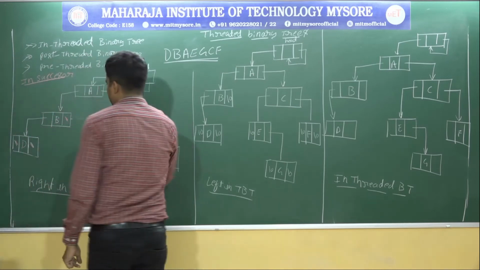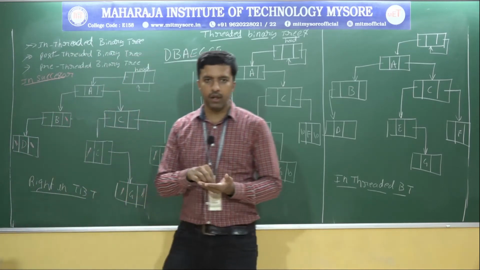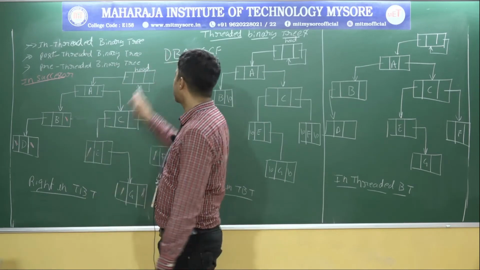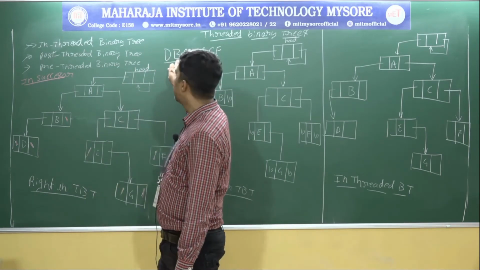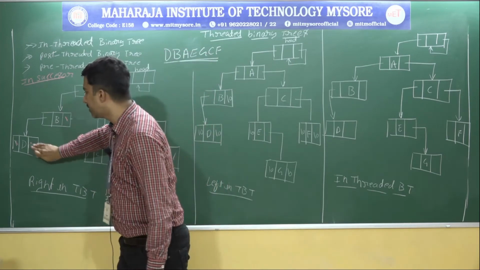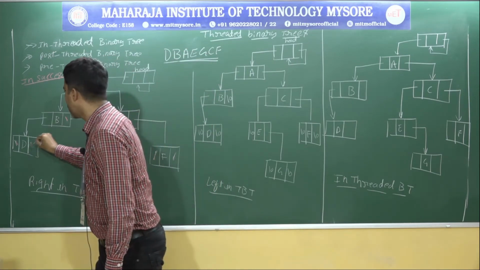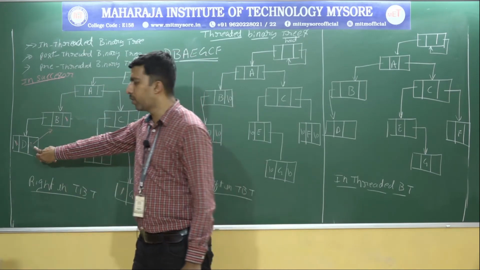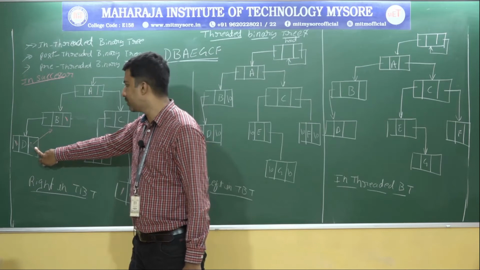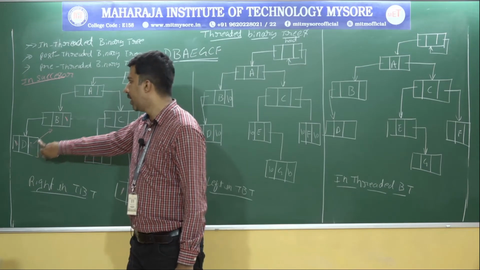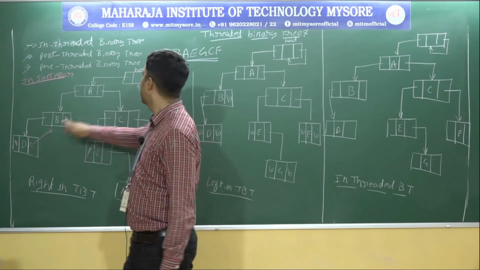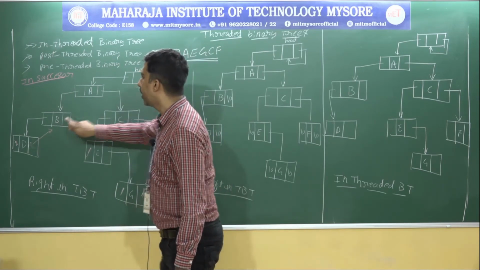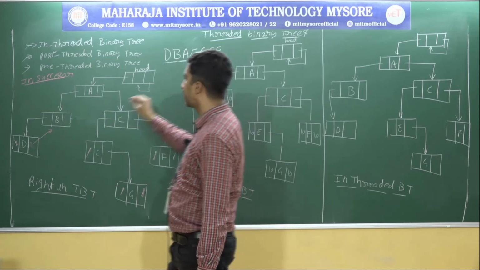I replace the right node by the in order successor. After D, what do you have? B. I replace this null and store the address of B, using the colored chalk. Next, what do we have? B, the right side is null. Who is the successor of B? B has the successor A.